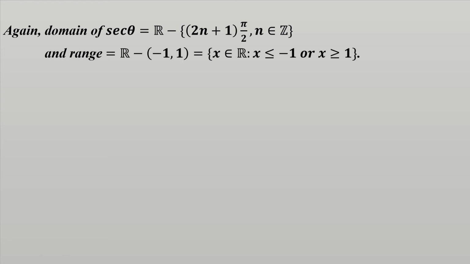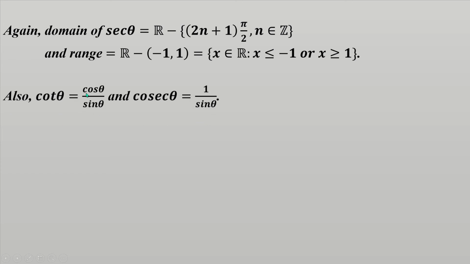That means the range will be x less than or equal to -1 or x greater than or equal to 1. When you draw a number line, the values greater than or equal to 1 will be the range, and also the values less than or equal to -1, this is the range. Clear?